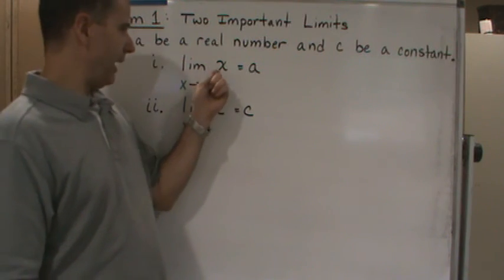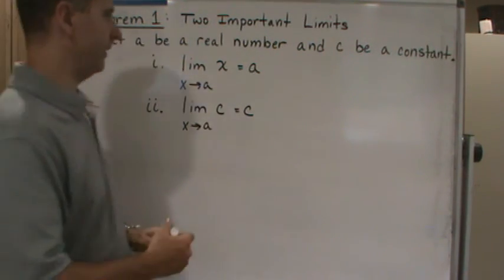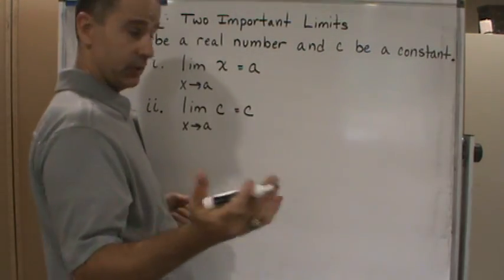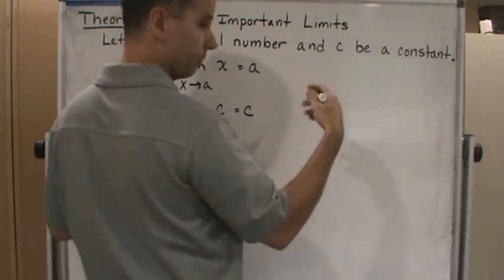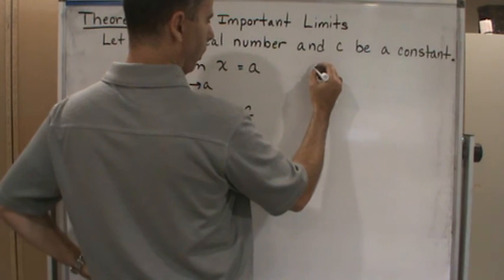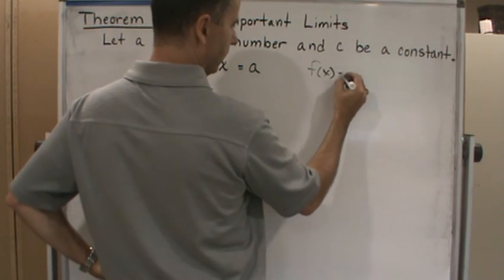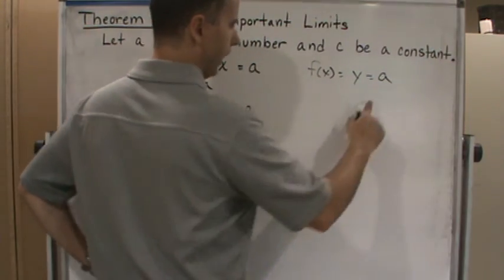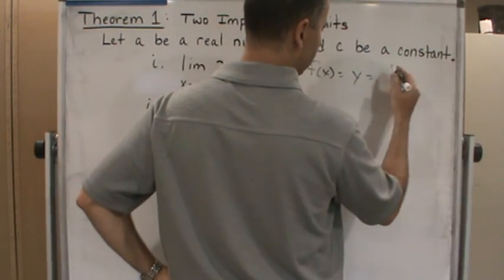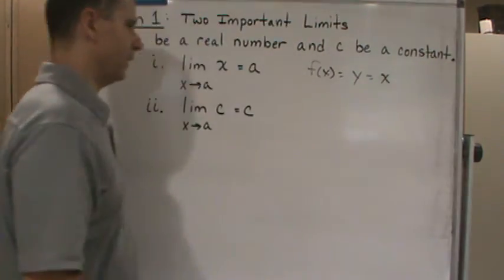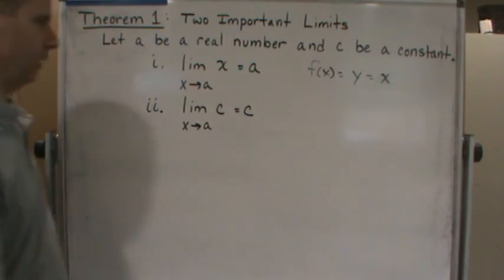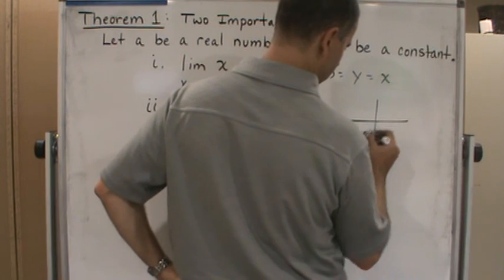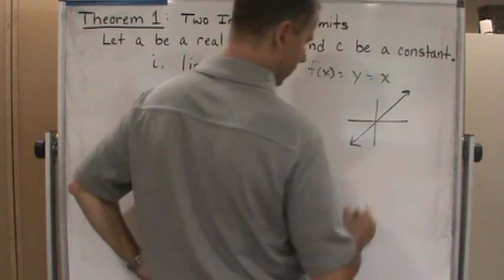If you have x, right? So again, this is like y equals x, or the identity function. So f of x equal to y equal to x. Okay, so this is the identity function. So it looks like this.